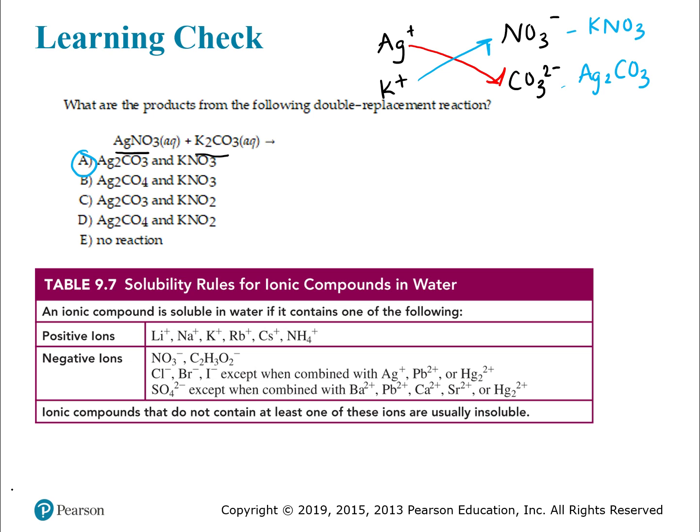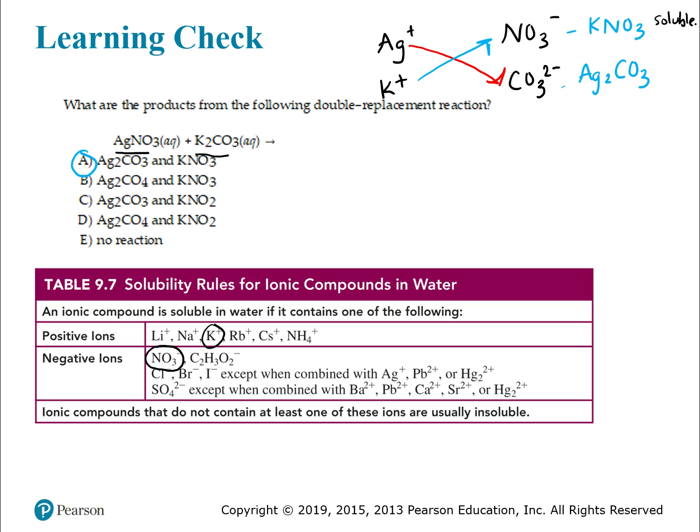So for time's sake, I'll start going over it. The first compound, we've got potassium and we've got nitrate. Things with potassium, usually soluble. Things with nitrates, usually soluble. So it's pretty safe to predict that's going to be soluble.